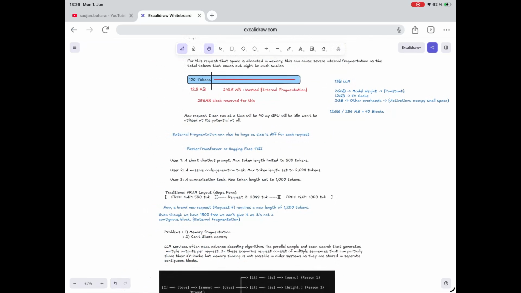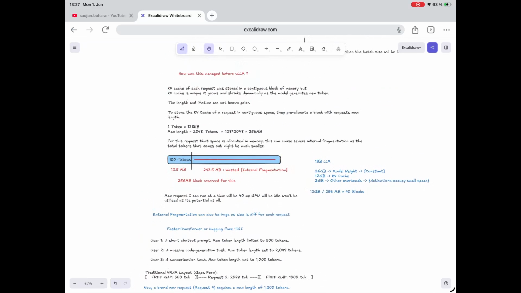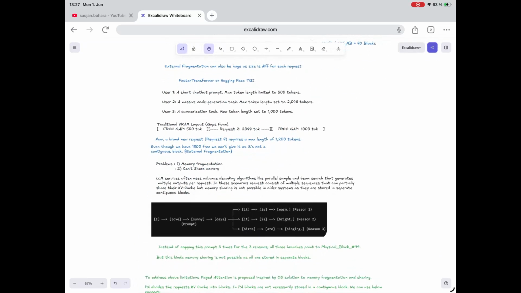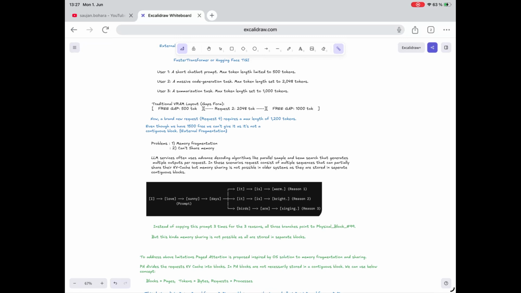The other memory problem is external fragmentation. Other algorithms were developed trying to tackle this, something like FasterTransformer or Hugging Face TGI. What they did was classify the request before it comes in, and based on that, define the max token limit so we don't give everything 256 MB of space. So if it's a chatbot prompt, give it 500 tokens. If it's a code generation task, give it 2048. Summarization, 1000 tokens. But this led to another problem as well.